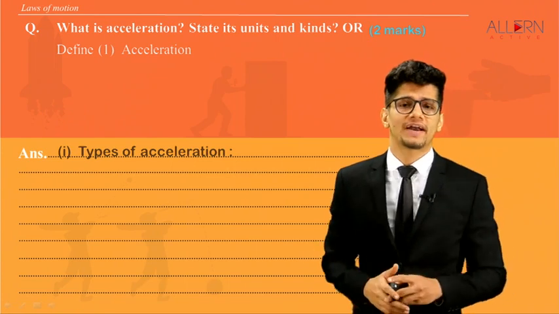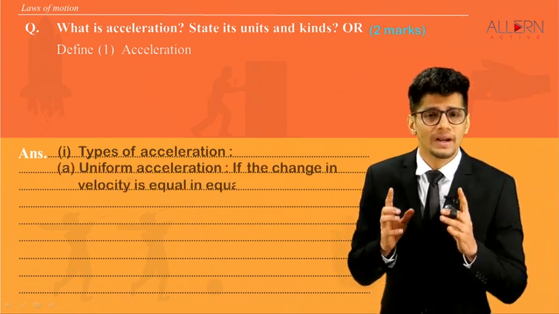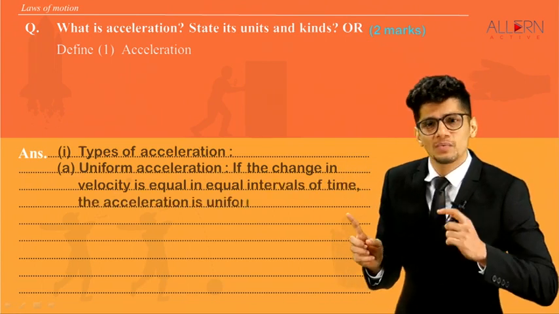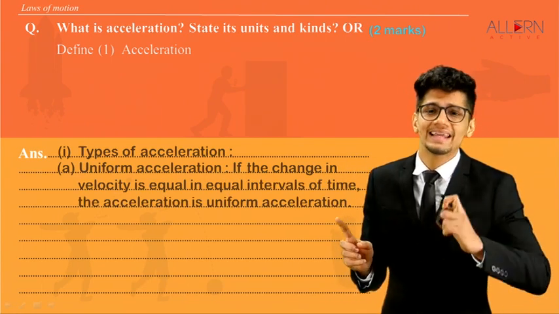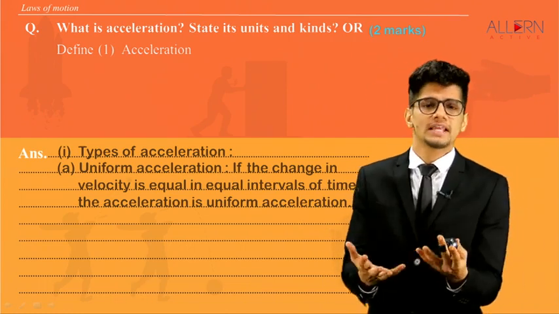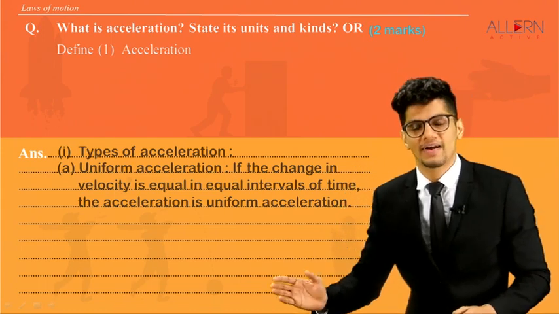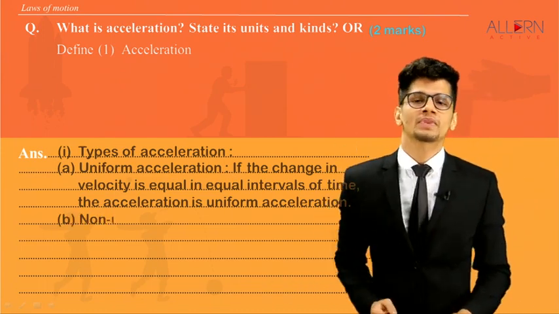We have two types of acceleration. First is called uniform acceleration. Now, it is nothing but the change in velocity when the change in velocity is equal in equal intervals of time. That means the velocity is changing, but changing equally in equal intervals of time. Such type of acceleration is called uniform acceleration.